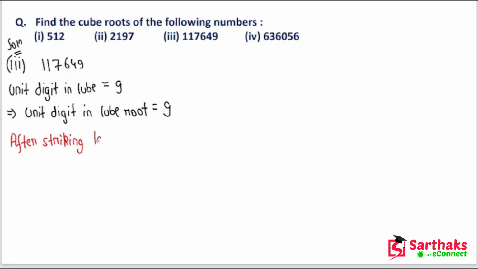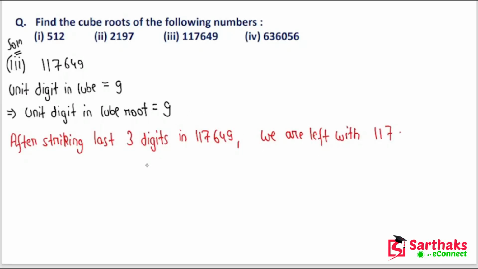After striking the last 3 digits in 117649, we are left with 117. Now we have to find a natural number whose cube is just less than 117. Now you can see 5 cube is 125, but 4 cube is 64.